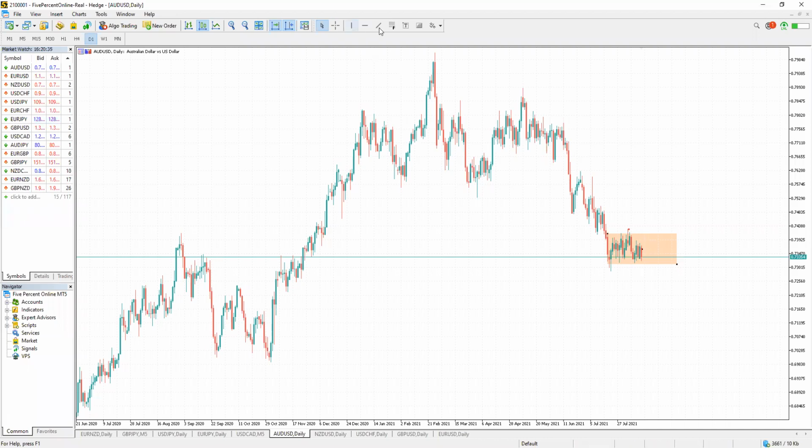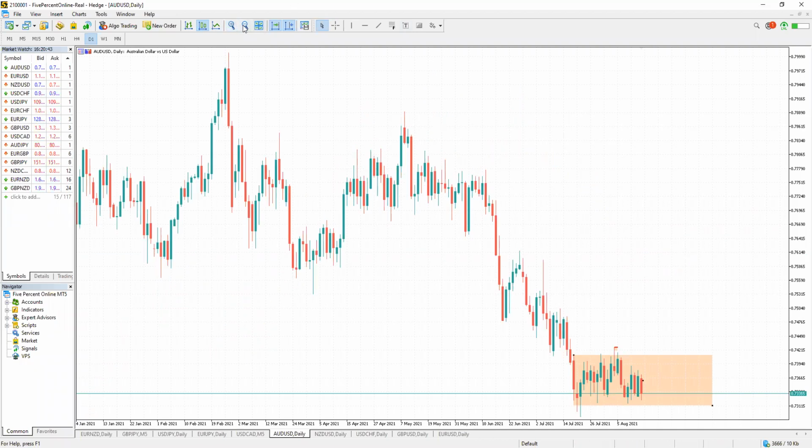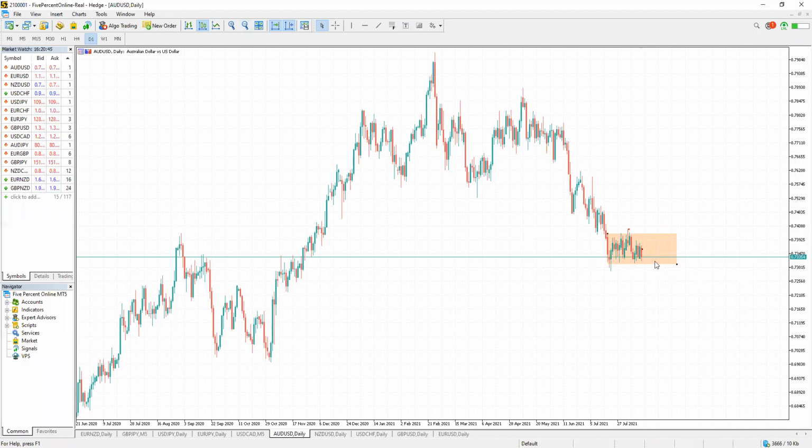So a break of that will either start a new leg to the upside, or of course a break to the downside. A break to the downside has no, you can see here, there's no demand to stop a break. So a break to the downside would bring prices all the way to the next demand, which is here.